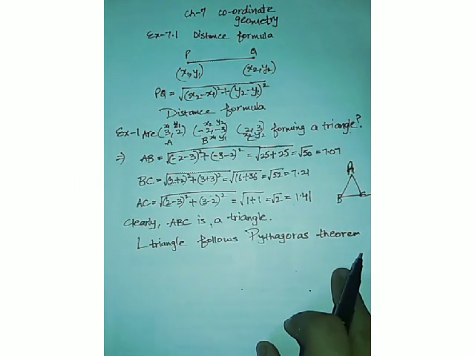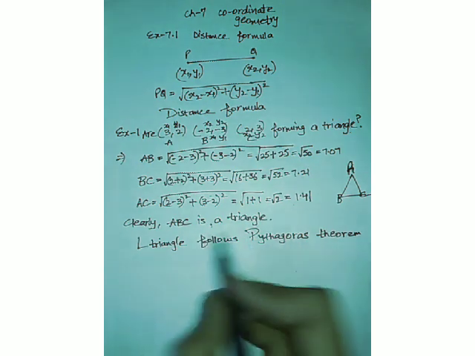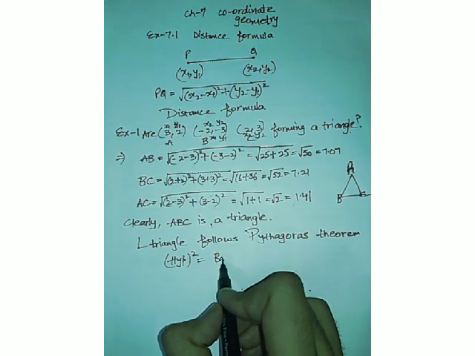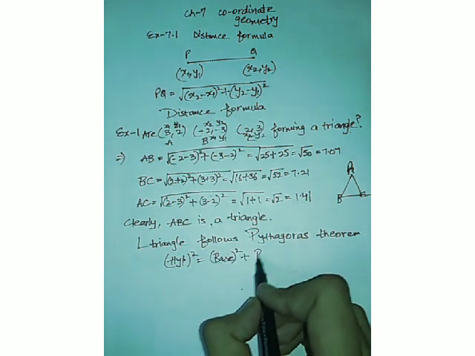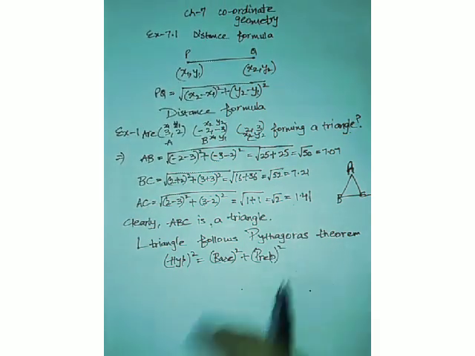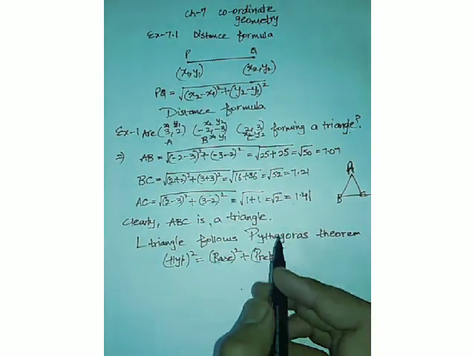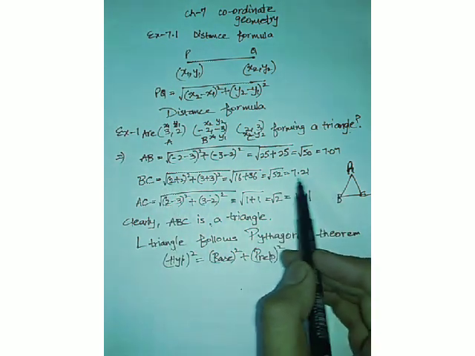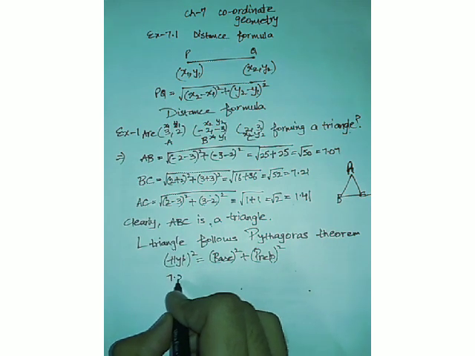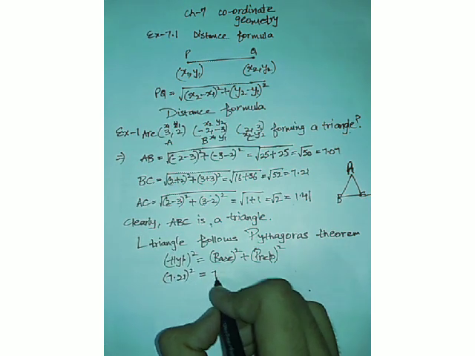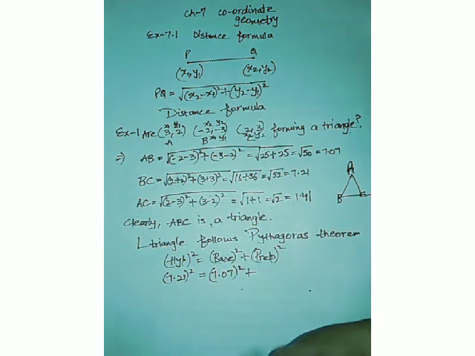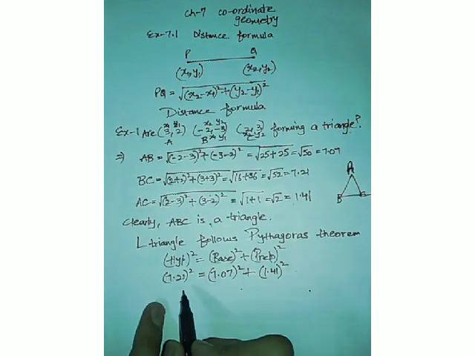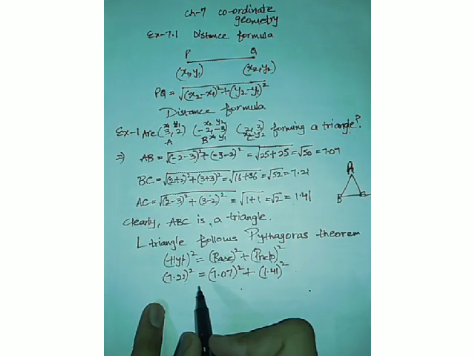Alright, so you will clearly get to know whether this is a right angle triangle or not. What is Pythagoras theorem? Hypotenuse square is equal to base square plus perpendicular square. Clear? Let's apply this. Now we know the longest side is always the hypotenuse. So this one is the largest distance, 7.21. So 7.21 square can be equal to 7.07 square plus 1.41 square. Now when you solve this, it will come out to be equal or approximately equal.